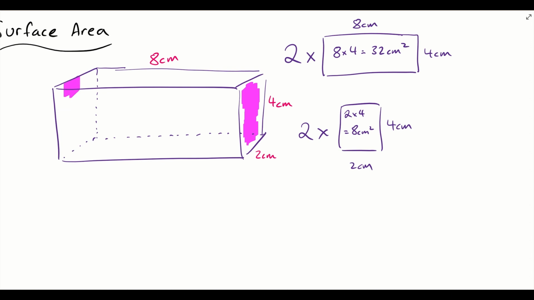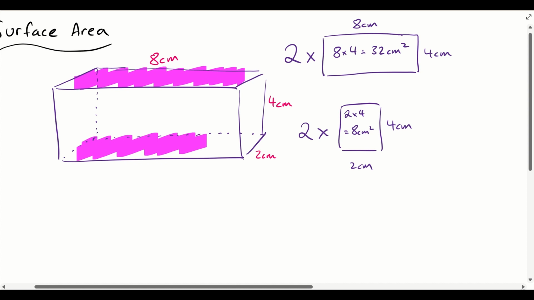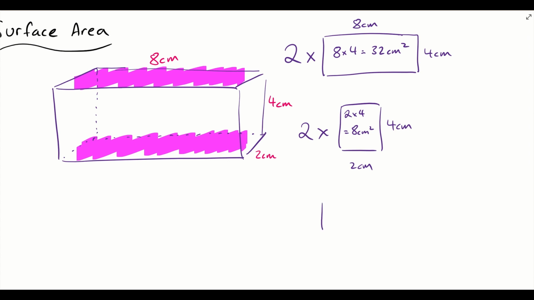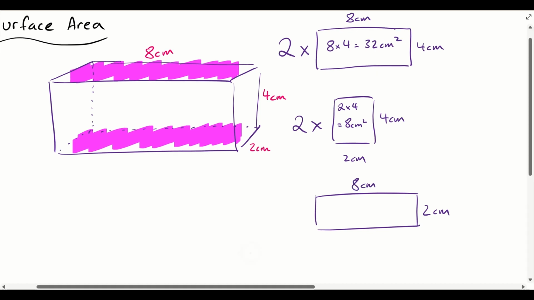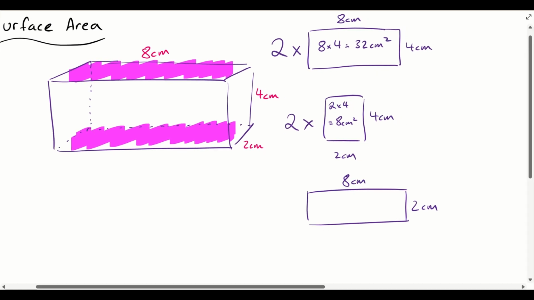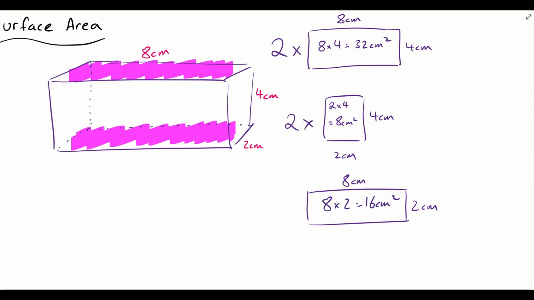And all that's left to do now is to do the top face and the bottom face, which again are identical. This top face here and this bottom face here. It's a rectangular prism, so those faces are the exact same. So let's draw those out. We have this face along here, and it's 2 centimeters high by 8 centimeters long. And well, the area of this face is 8 by 2, which is 16 centimeters squared. And of course we need 2 of these because we've got 1 on the top and 1 on the bottom.